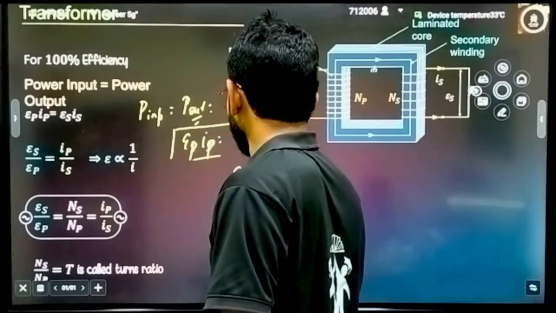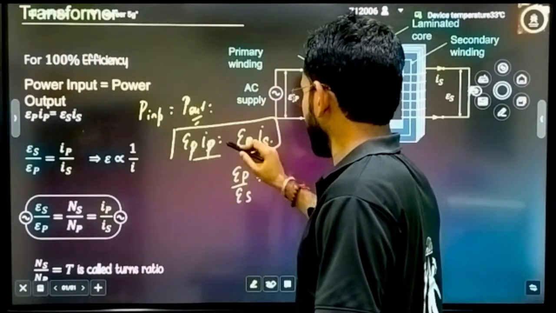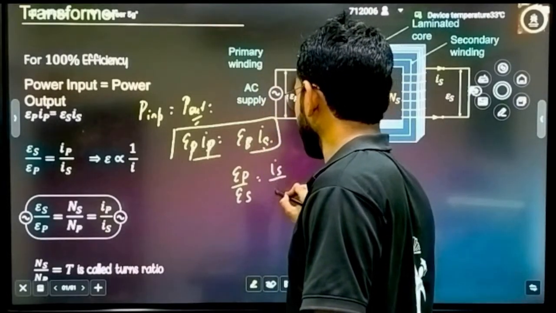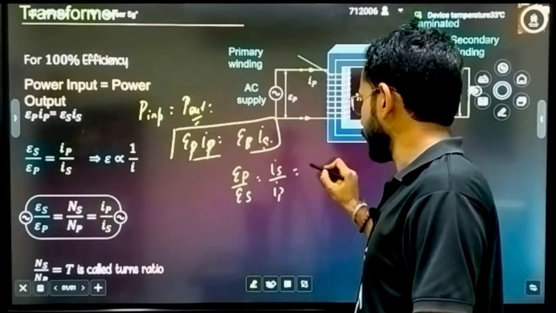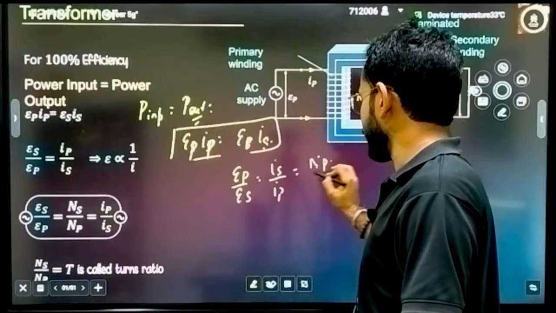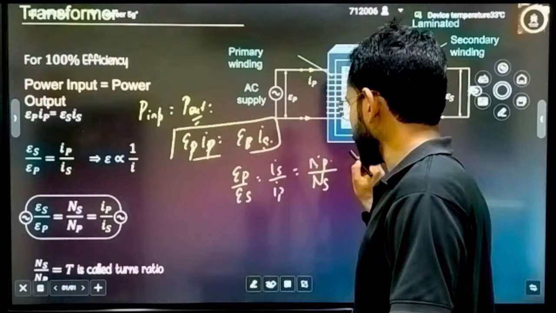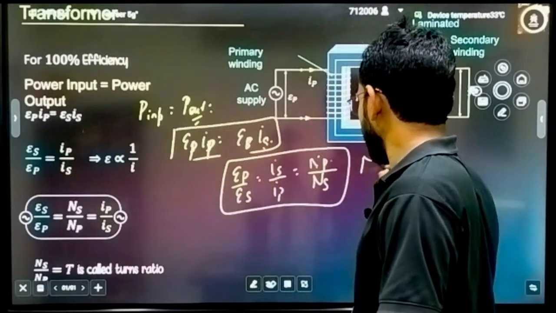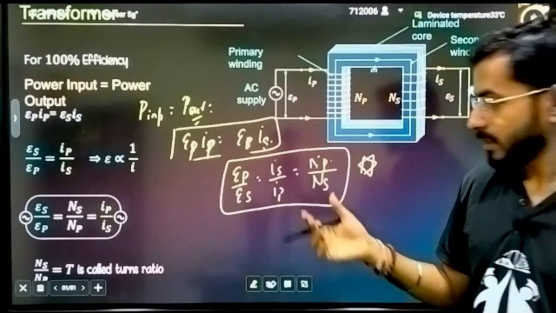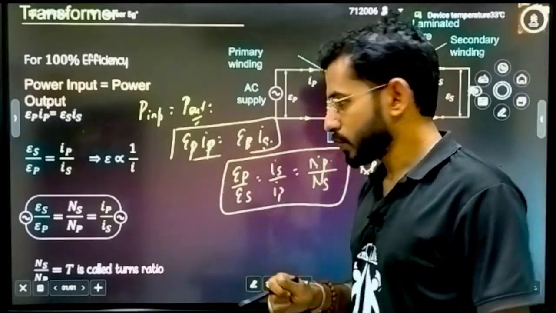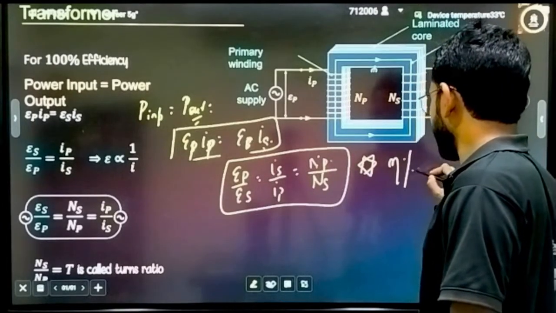From here, if you take the ratio EP by ES, what will you get? EP by ES will be equal to IS by IP. That means EMF and current are inversely proportional. Current is also inversely proportional to the number of turns, because the number of turns is directly proportional to EMF. So this is the complete result that you have to remember. This is the case for an ideal transformer. And if you have to write the efficiency, this is the representation for efficiency.